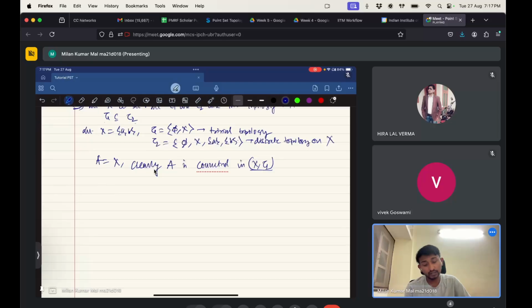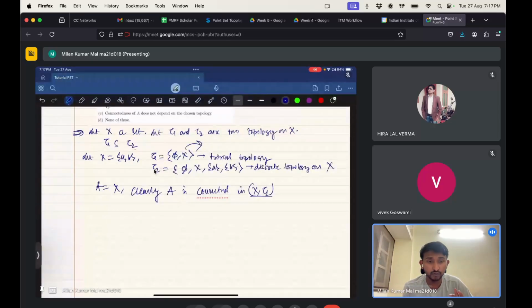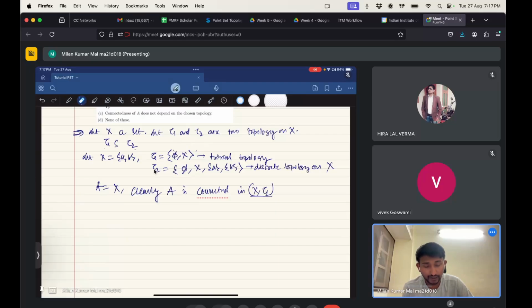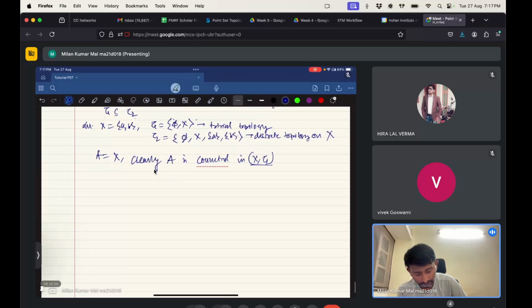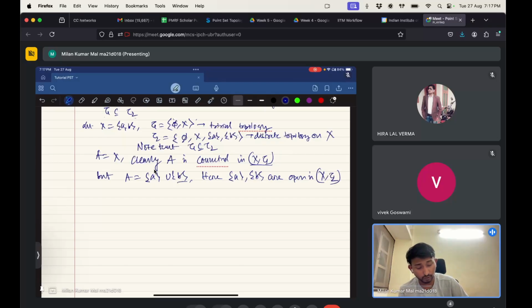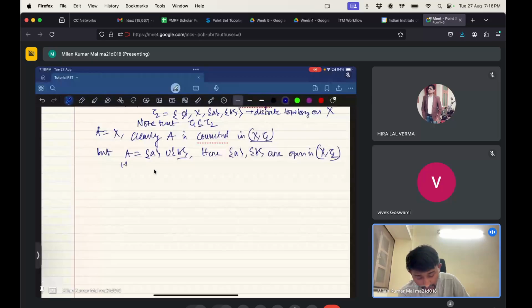But here A is connected, because in this topology we can't write A as a union of two non-empty disjoint open sets. There are only two open sets, one is the empty set and one is the full set X, so I can't even get two non-empty open sets. So this is connected. But note that tau 1 is a subset of tau 2. A is connected, but A can be written as the union of the two sets {a} and {b}. These two sets are open in X with the discrete topology, tau 2. That means A is disconnected.